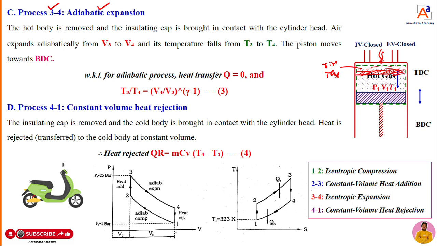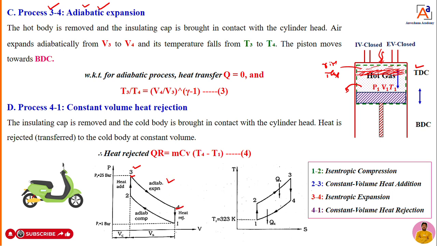Then when that fuel mixture starts to burn, it becomes hot gas. That hot gas exerts pressure over the surface of the piston, hence the piston will start to move from TDC to BDC, hence expansion will take place. But there is no heat transfer from the system to the surroundings during expansion. That process we call adiabatic expansion. When expansion takes place, the piston moves from TDC to BDC, hence it goes from point 3 to point 4.